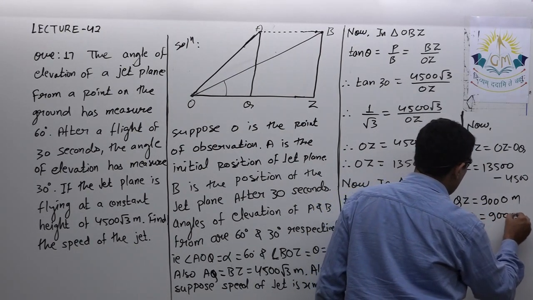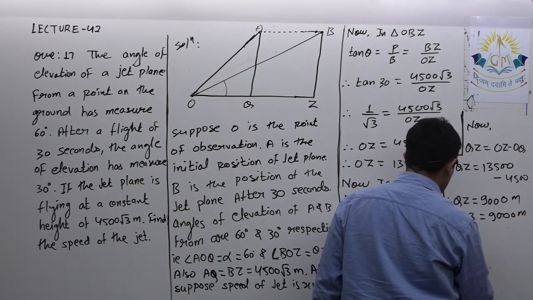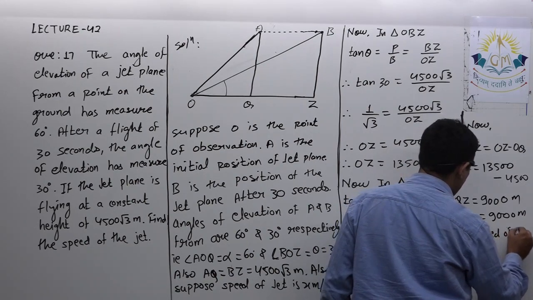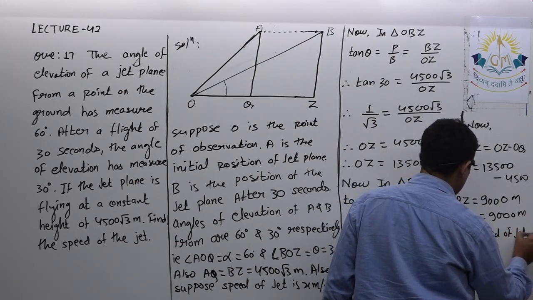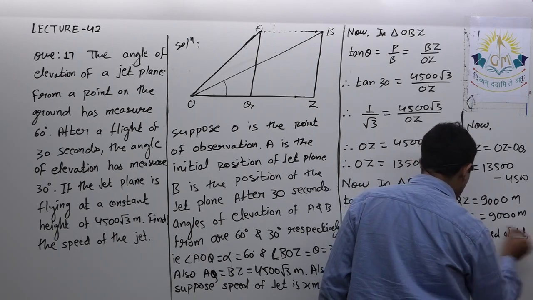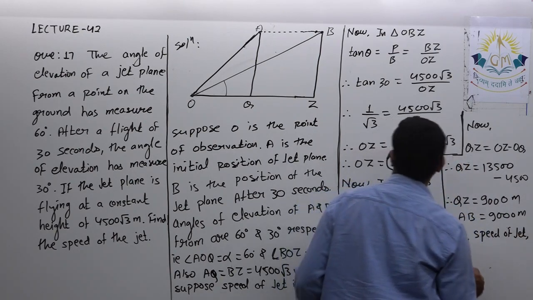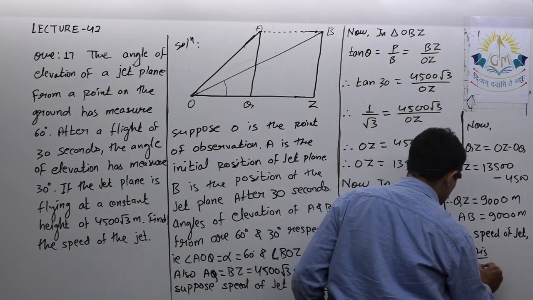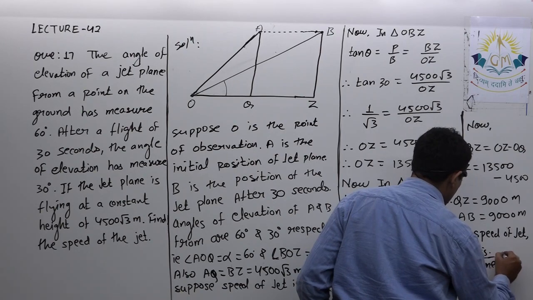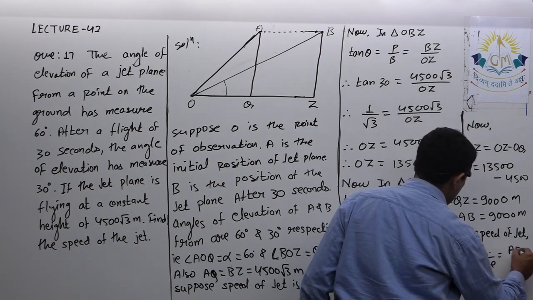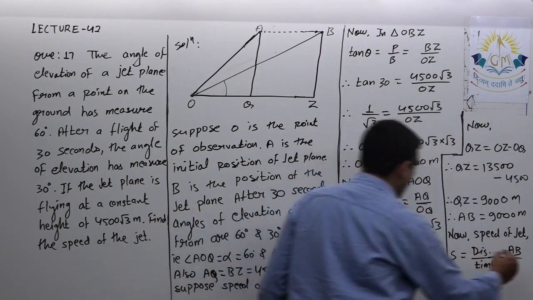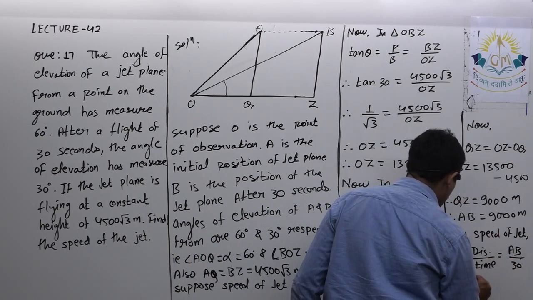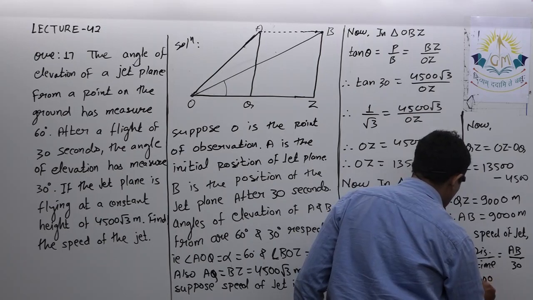QZ and AB are equal. Now speed of jet: speed is equal to distance upon time. Distance is AB, time is how much second? 30 seconds. So speed is equal to AB, 9000 upon 30.